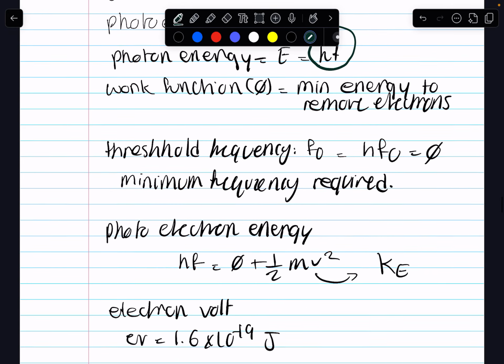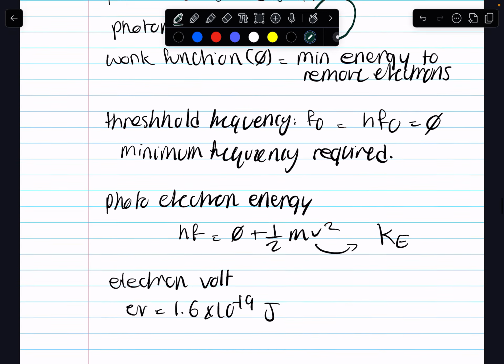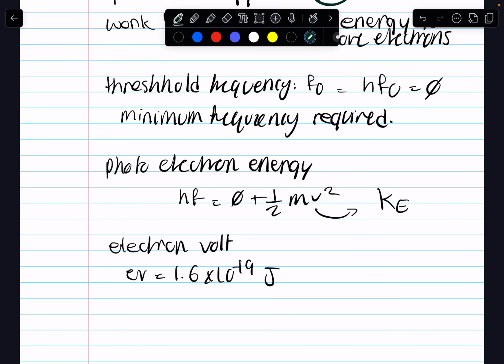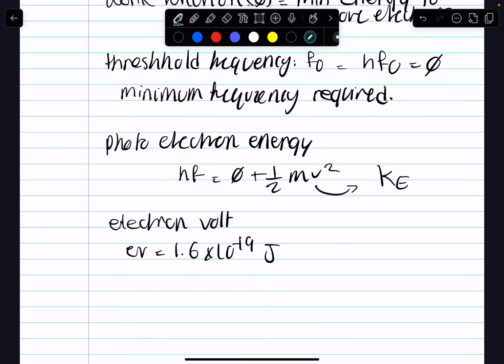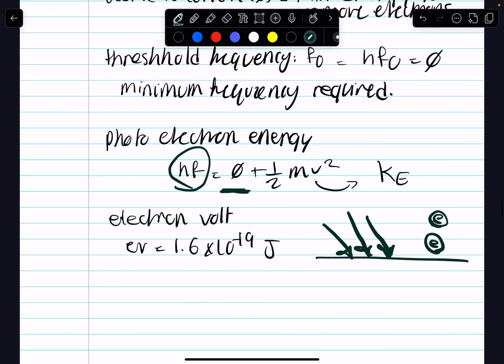So work function is the minimum energy required to remove an electron, and threshold frequency is the minimum frequency required to remove that electron. So basically, if you have something like a metal, and then you have some light incident on it, each one of those light rays emits an electron, and that's what we're measuring here. So we have an equation, which is h times f, where f is above your threshold frequency, equals your work function, plus the kinetic energy released, which is how fast these come out.